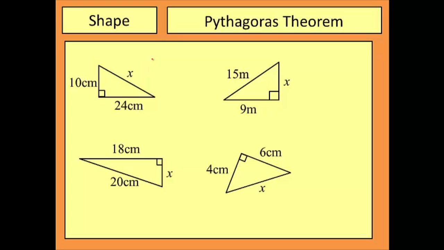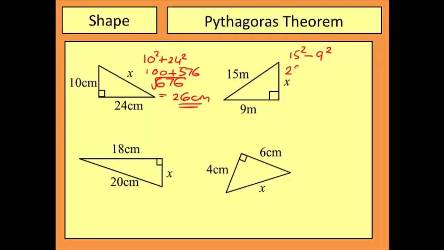Okay, in this example we're finding a hypotenuse, so it's exactly like the first ones we did. We're going to do 10 squared plus 24 squared, which is 100 plus 576. Square root of 676 gives me a solution, 26 centimetres. In this one, we're finding a short side, so we're going to do 15 squared minus 9 squared, which is 225 minus 81, which is equal to 144, and we're after the square root of 144, which is 12 metres. Again, take care with your units because we've changed to metres there.